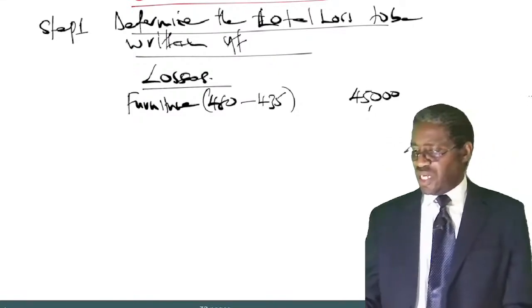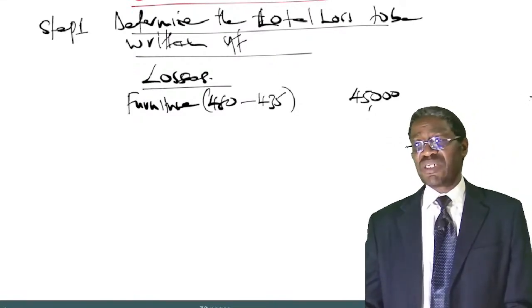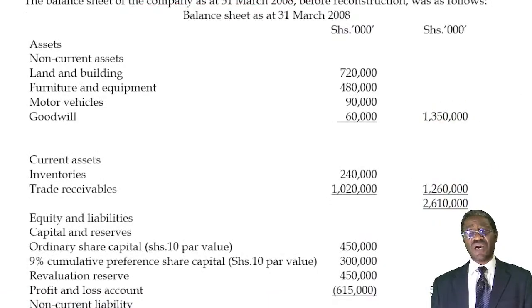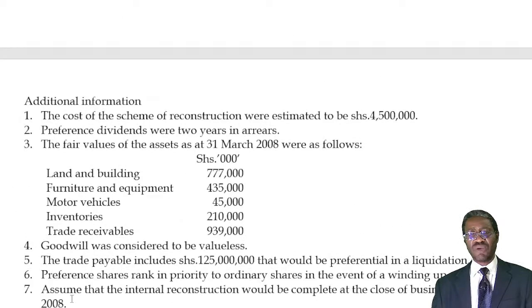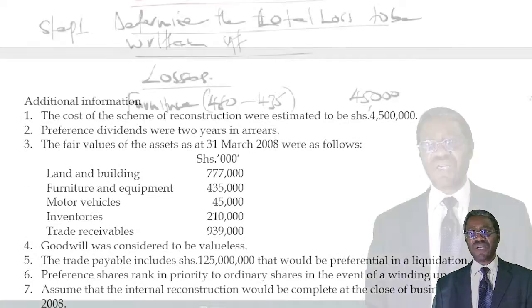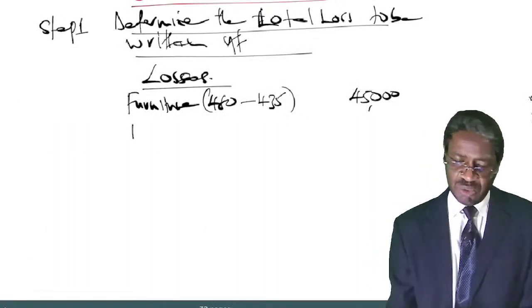Next one, after that, we have identified the liabilities, the assets, of course. Next one, after furniture, I can see it's motor vehicle. I can see book value from the balance sheet. Book value is 90. What is the fair value? We go back to note number 3. The fair value for the motor vehicle is 45. That is a loss. So let's come and put it, motor vehicle.